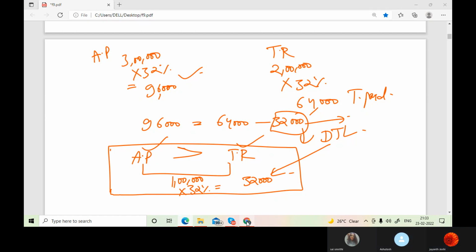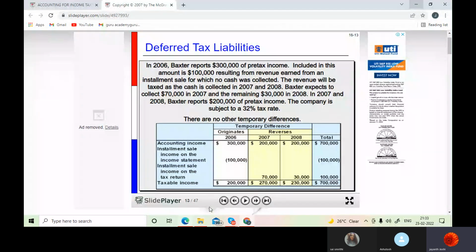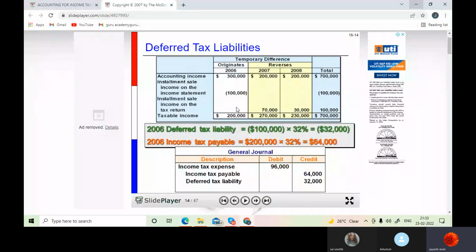Yes, sir. So now we will pass the journal entry for this. See, your income tax expense is 96,000. Your tax liability or payable is 64,000, and DTL, that is a long-term liability, is 32,000. This would reverse in the future.